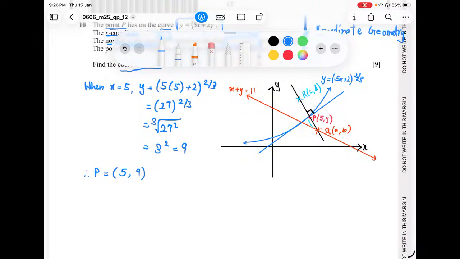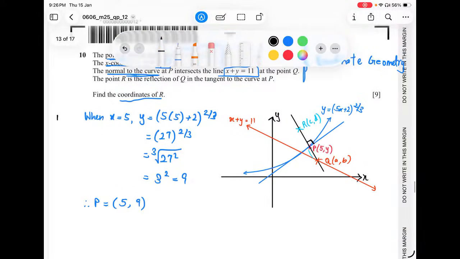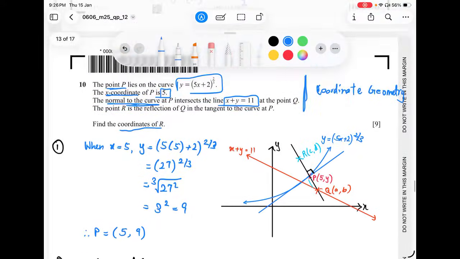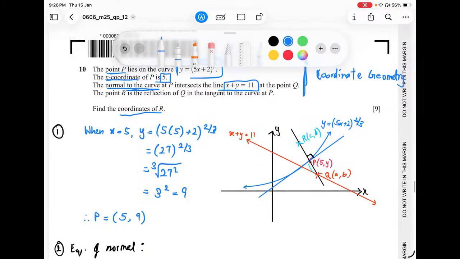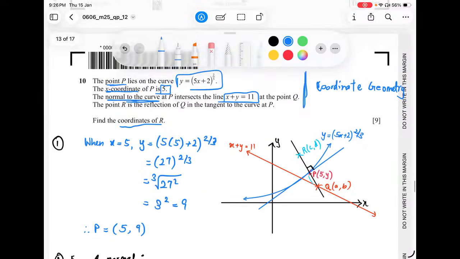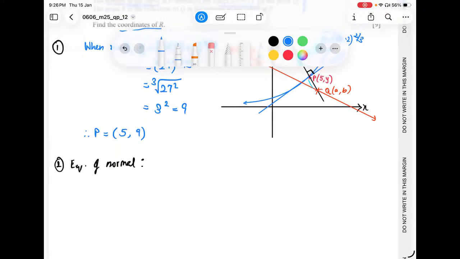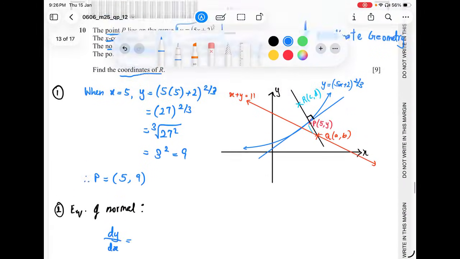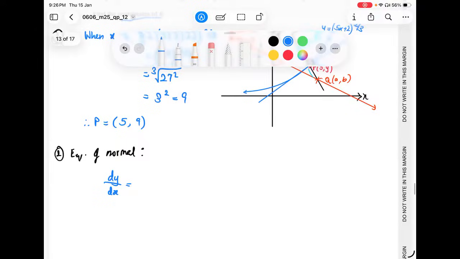Now you need to find the equation of the normal. So this is the first step, we did it. Second, equation of the normal. To find the equation of the normal, you need to first find the equation of the tangent, and that's going to be your gradient at that point. And when you find the gradient, you use differentiation. So dy over dx, use that. Let me just write the formula so that it's easier for you to see.